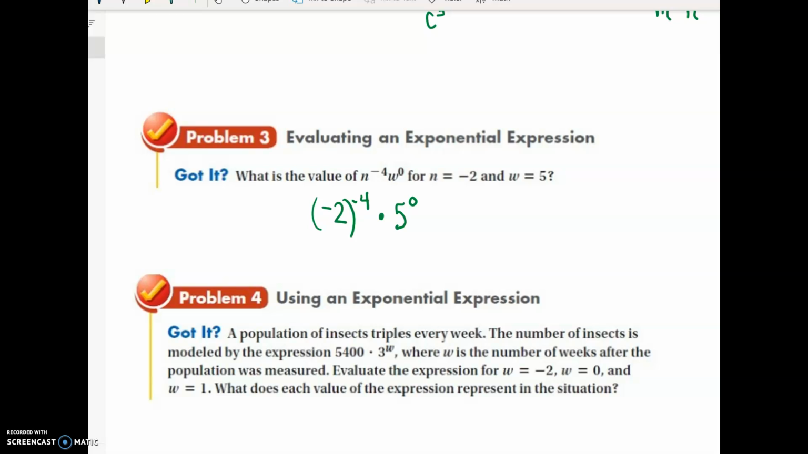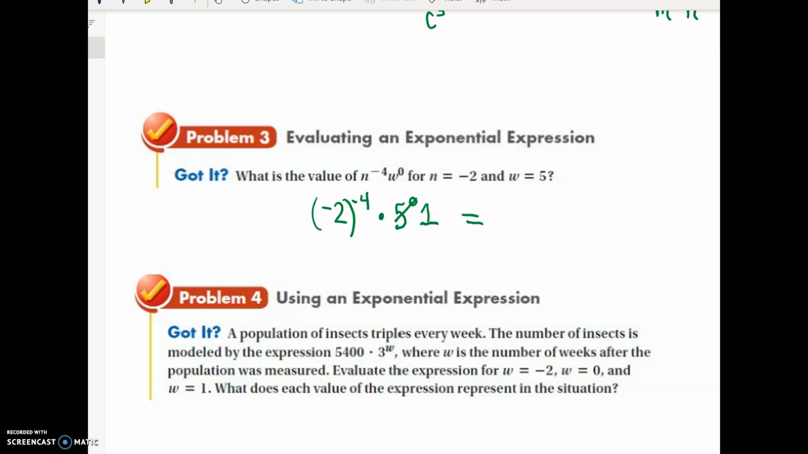So 5 to the 0 is just going to become 1. And we don't usually have to write 1 there. If you want to, that's fine. But we know when we multiply by 1, it's just itself. So really, it kind of just goes away. We don't have to write it anymore. But if you want it there, that's fine.